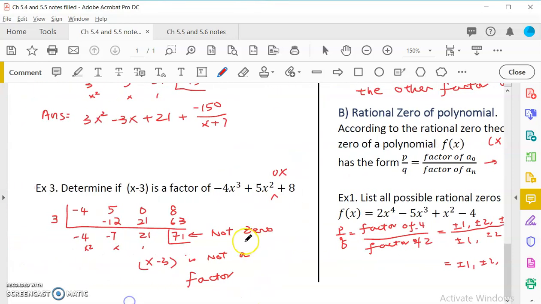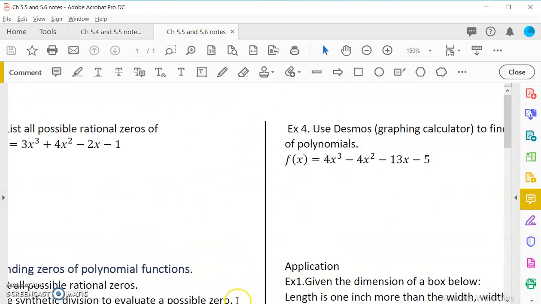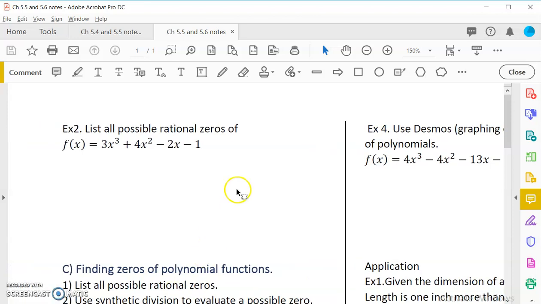So these are all the possible zeros. And you would use those to check if any one of them is a factor. So that's how you start the factoring process. Another one: list all the possible rational zeros of 3x cubed plus 4x squared minus 2x minus 1.